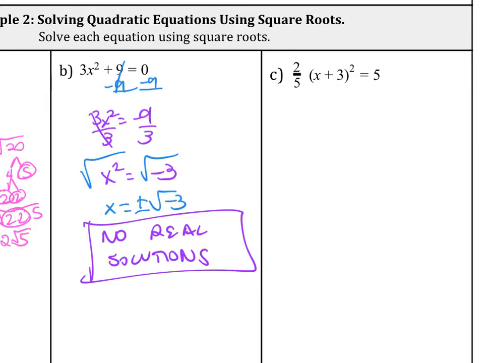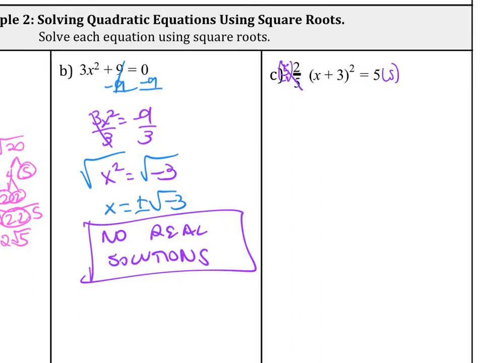Number 1, you can multiply by the reciprocal, which is you would multiply by 5 over 2. Or we can clear the fraction first, which is very similar, and you'll see it's the same. You would get the same answer. Let's go ahead and clear the fraction. We multiply by 5 to both sides.